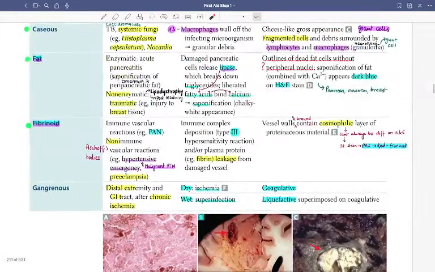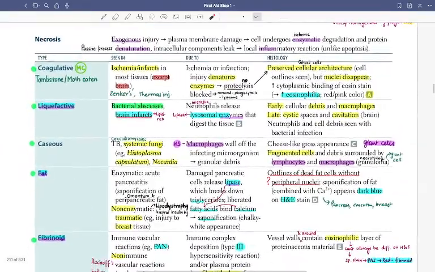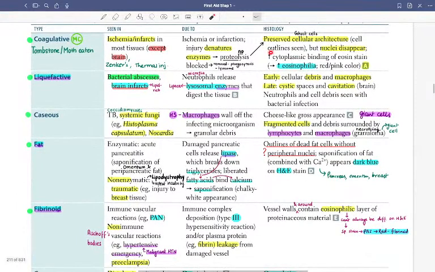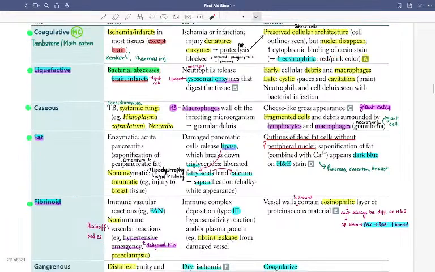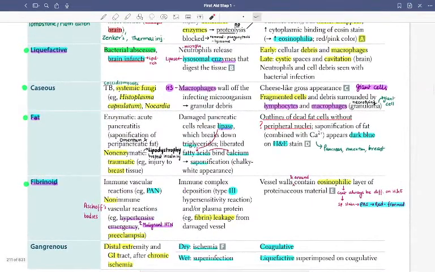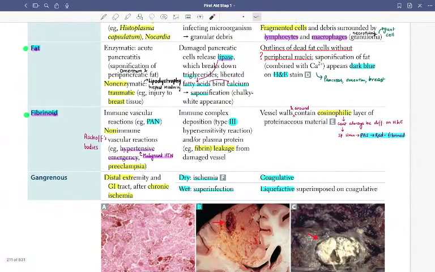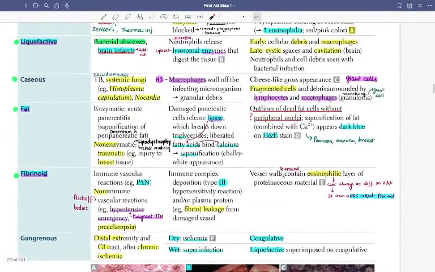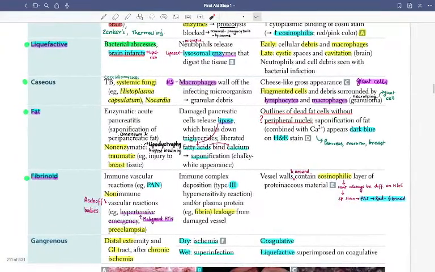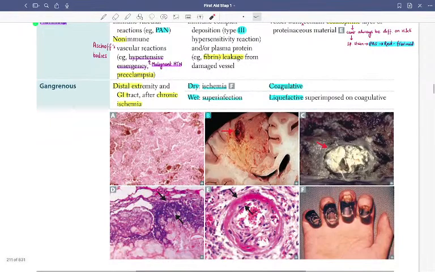Fibrinoid. Okay, so in the images, A is a reddish pink color. That is going to be preserved architecture in case of coagulative necrosis, with increased eosinophilia. So that is it. B is obviously the cellular digest, liquefactive necrosis. C is caseous necrosis. D is fat necrosis, H&E staining dark blue.